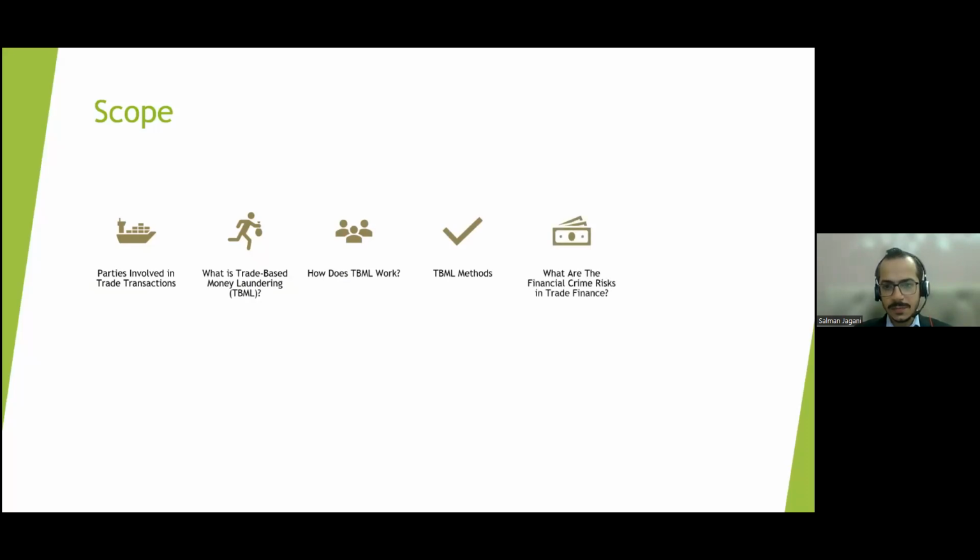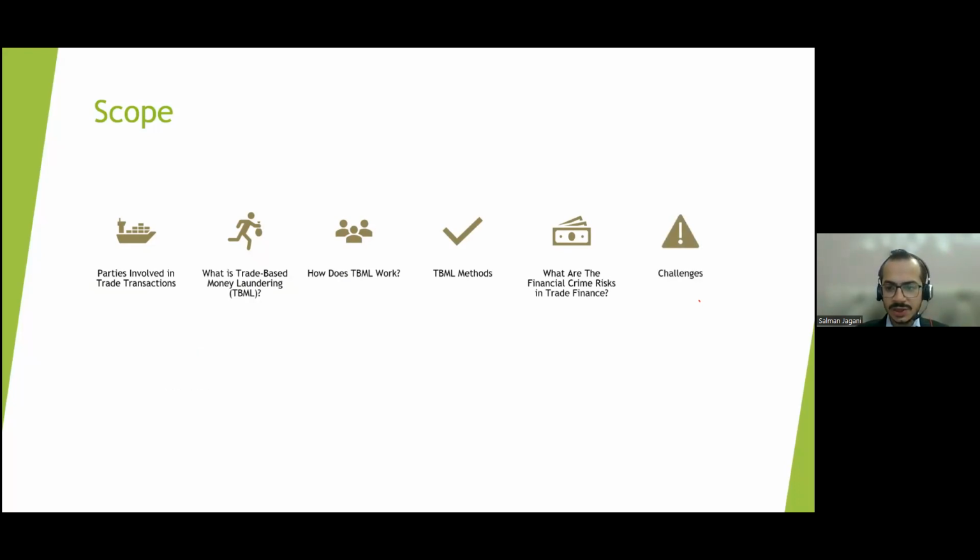So here we have the scope of what I'll be speaking of in this session. The first one I have here is the parties who are involved in the trade transaction. Just a brief introduction. Moving on, what is trade-based money laundering? Then how does trade-based money laundering work? What are the methods of it? What are the financial crimes associated in trade finance?